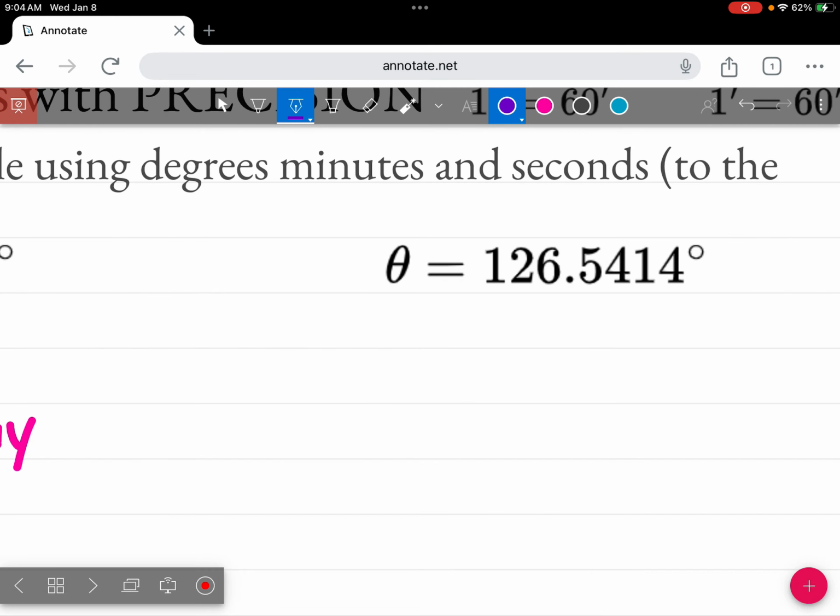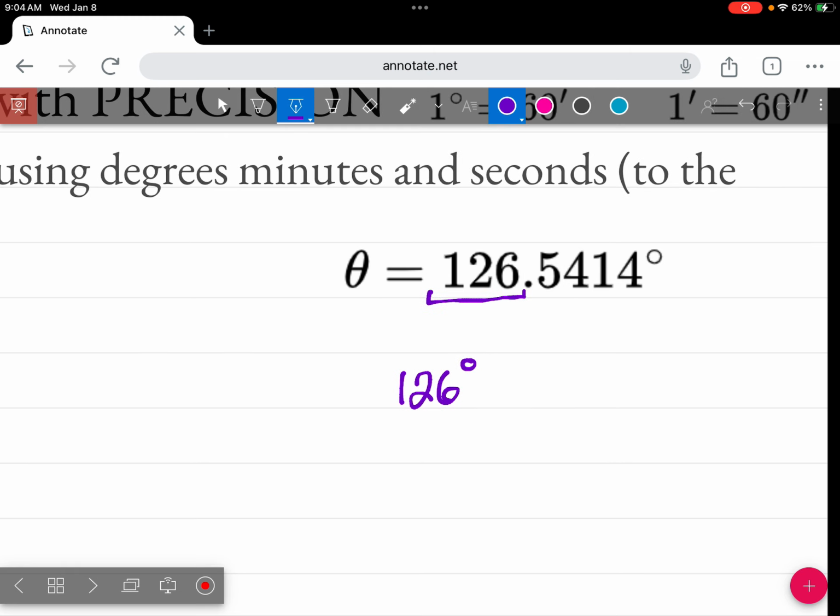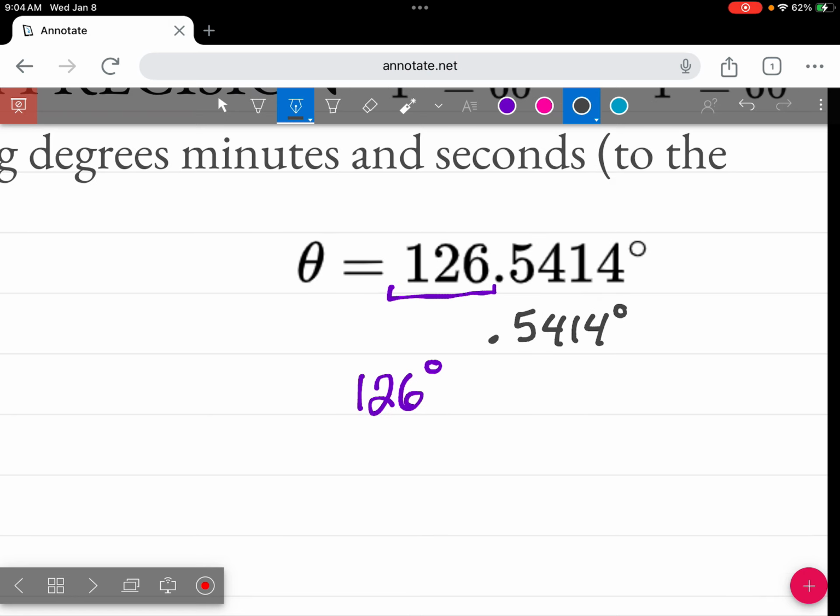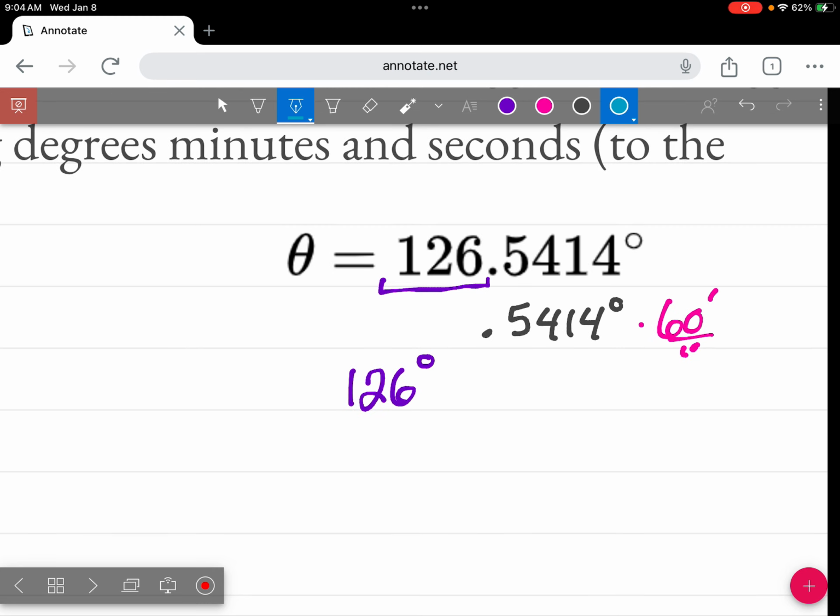There we go. So when we're trying to put it in degrees, minutes, seconds, we're really just looking at those decimal pieces. We're going to keep this as 126 degrees. But we're going to take our 0.5414 degrees, and we want to get that down into the minutes. So what are we going to multiply it by? 60. Times that 60. And that's our 60 minutes to our 1 degree. If you think of it as unit conversion, what's that going to give us? 32.484.